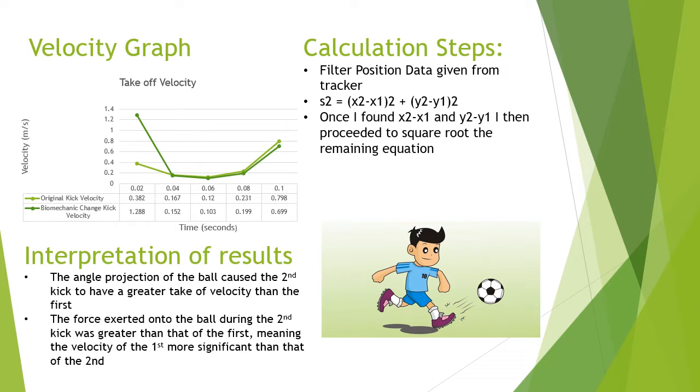For my calculations, I first filtered the position data given to me by Tracker. I then used this data to calculate the distance between the x-axis positions and y-axis positions by subtracting position 2 by position 1. As Tracker calculates every 0.02 seconds, I then repeated this 5 times to complete my calculations up to 0.1 seconds.